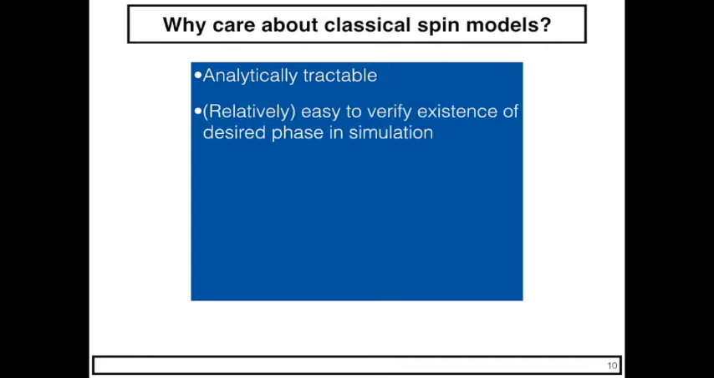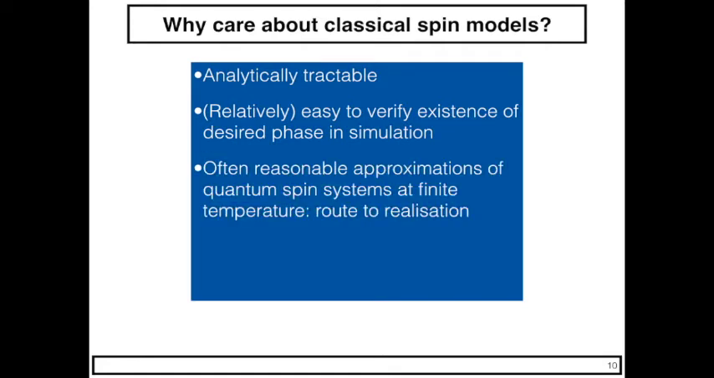Secondly, numerical simulation of classical spins avoids a lot of difficulties associated with quantum spin systems, Monte Carlo sign problems, and the like. So once we've made a prediction for a novel phase of classical spins using our analytic approaches, we can very readily verify that prediction in simulation. Also, even though real spin systems are quantum and not classical, classical spin systems are nevertheless often a reasonable approximation of the behaviour of quantum ones at finite temperature.